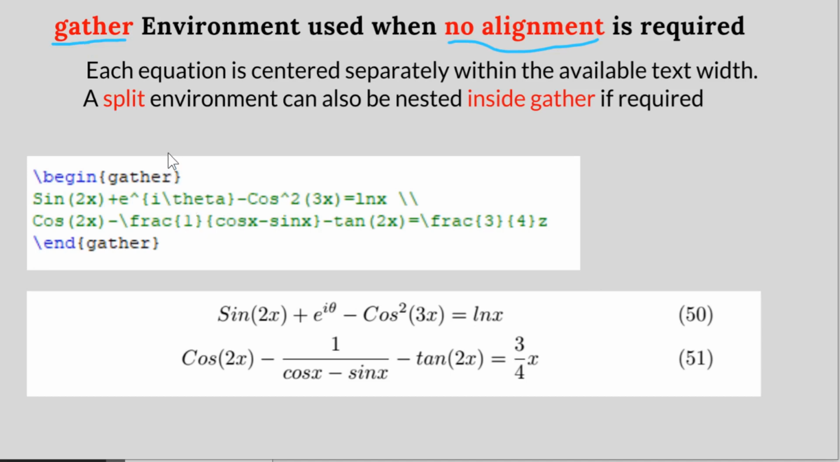What gather does is simply center the equation separately within the available text width. So for example, this is your text width from here to let's say here. It will try to center your equations independent of each other, and you can also nest the split environment inside the gathered environment. This is possible. For example, if any of your equations is lengthy and has 2 or 3 lines, you can use the split environment inside the gather environment.